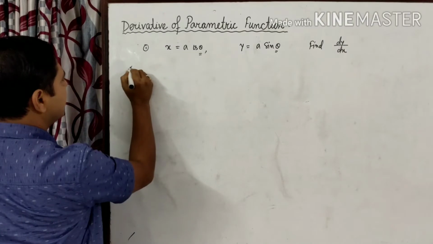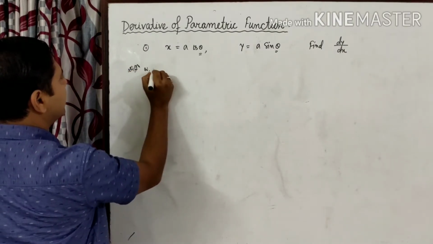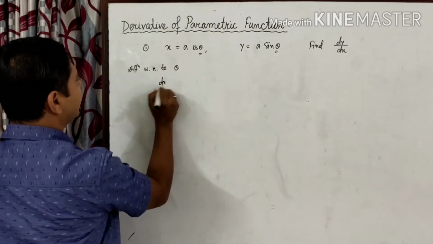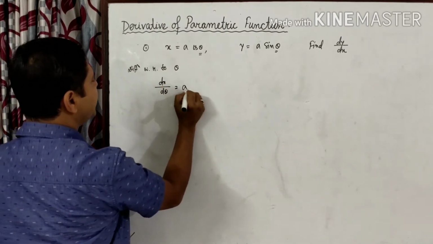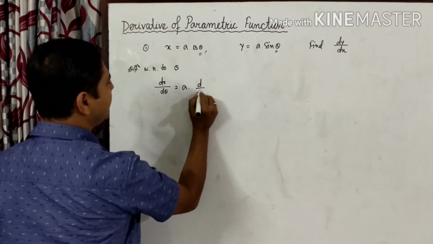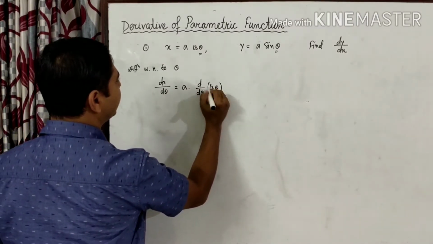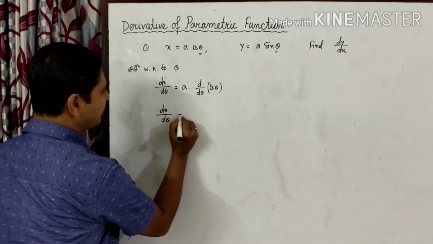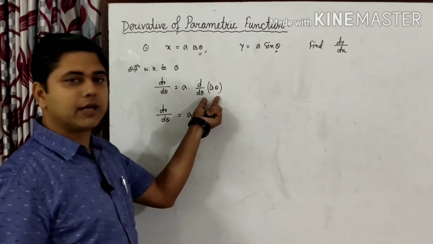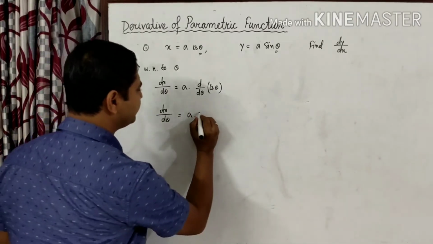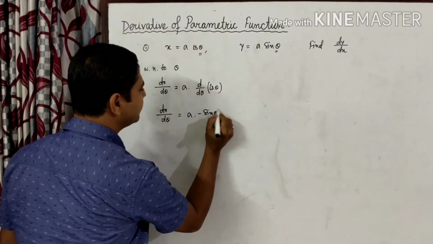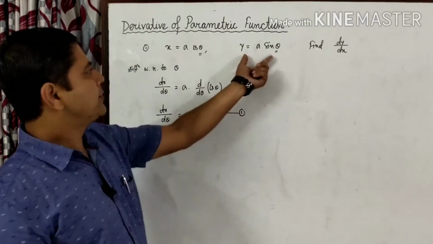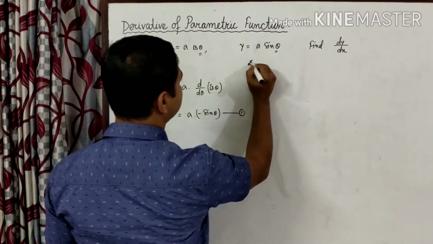If you differentiate with respect to theta, then this part gives dx by d theta. A is constant, d theta of cos theta. Cos theta differentiated gives definitely minus sin theta. So dx by d theta equals minus a sin theta. This one we consider equation 1. Clear this step? Next, from this part we also differentiate.